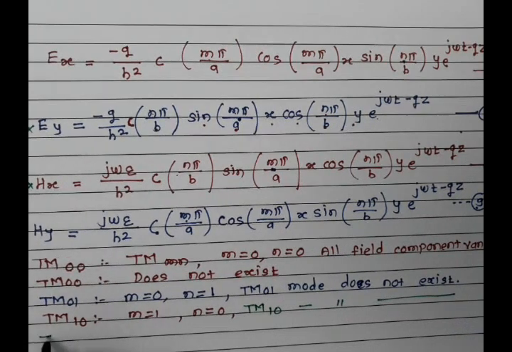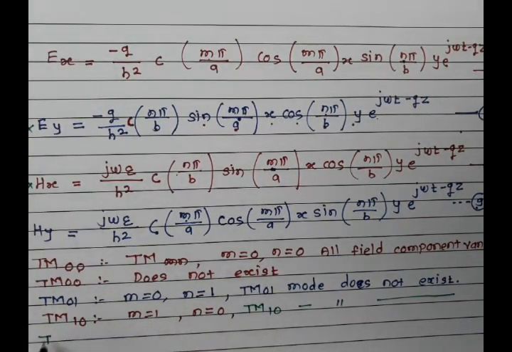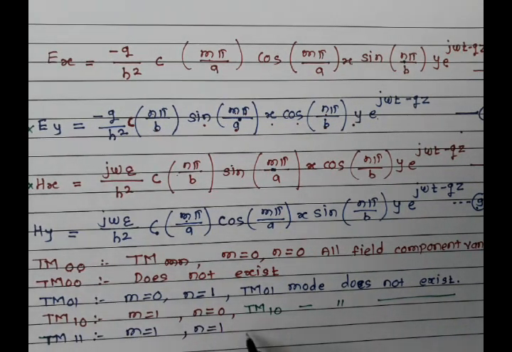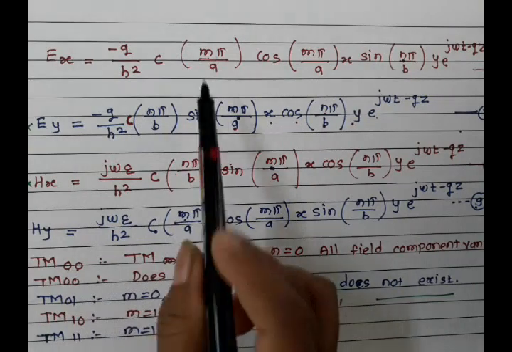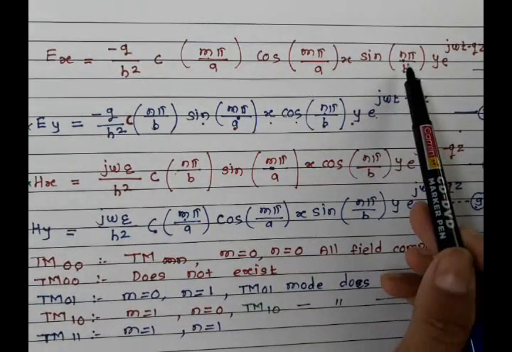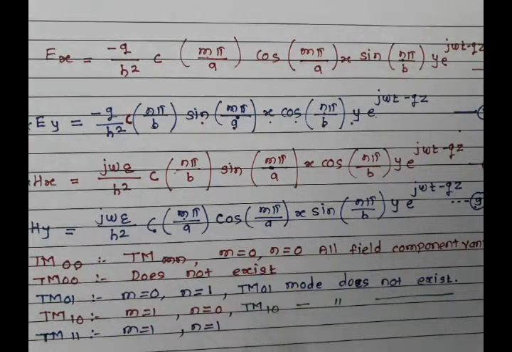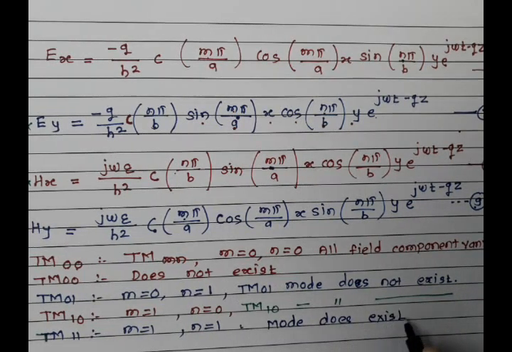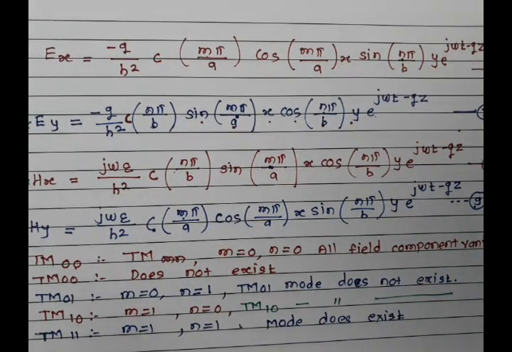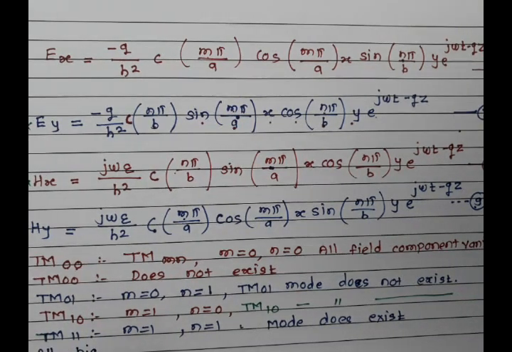Now the last mode we can see here is the TM11 mode. Whenever we talk about the TM11 mode, if you put m is equal to 1 and n is equal to 1, the field components will be non-zero. So cos and sine terms also exist and these modes exist. So you can say this mode does exist. And if TM11 exists, all higher modes do exist.